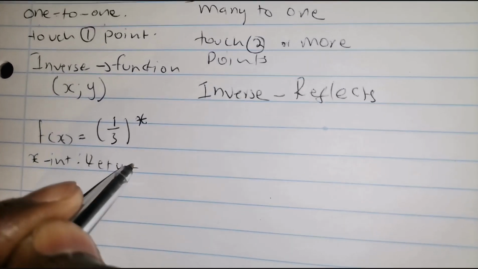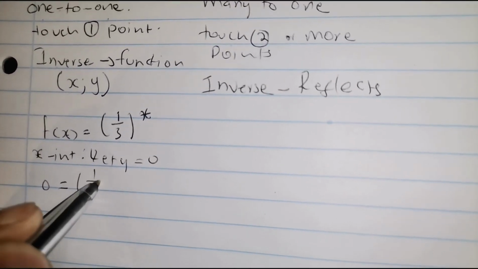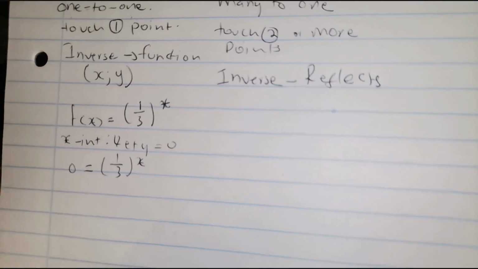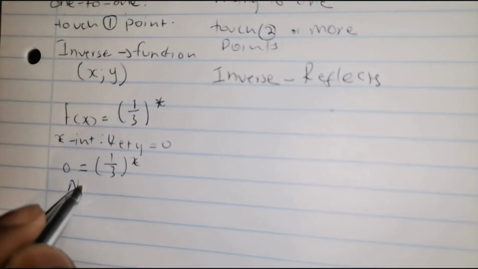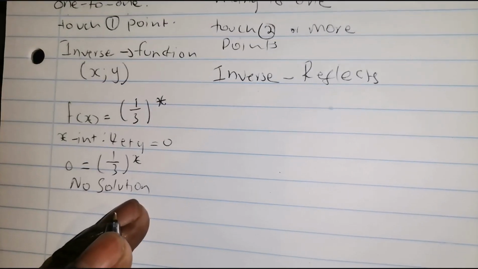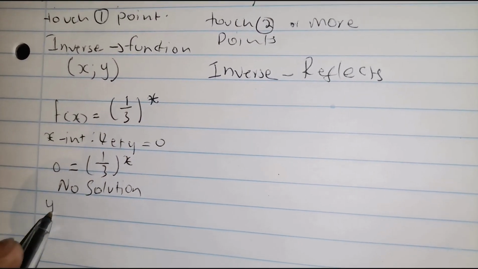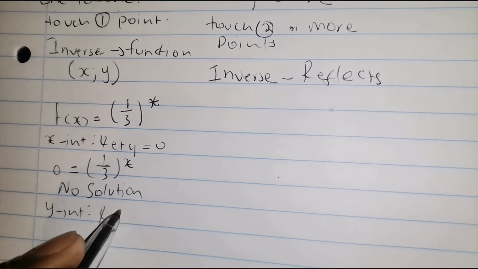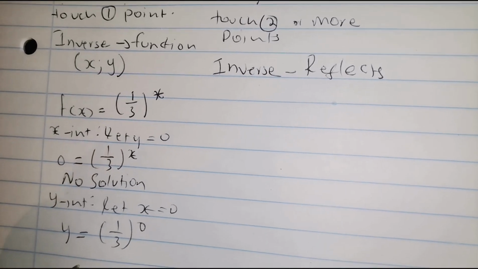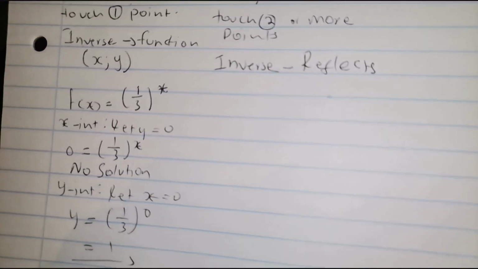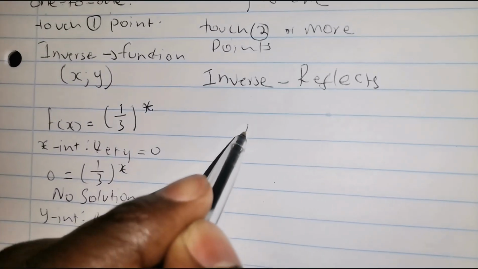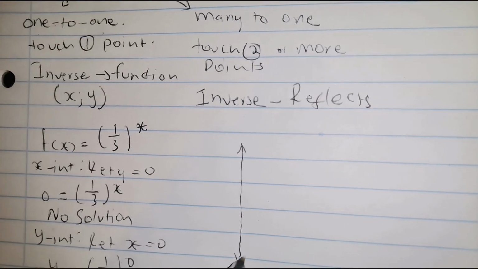let y be 0: 0 equals 1 over 3 to the power x. Then you want the base to be the same. So if there's 0 on this side, obviously no solution. In this case, no solution. Just know the basics of exponents. Then for the y-intercept, let x be 0: y equals 1 over 3 to the power 0. Obviously, any number to the power 0 is 1. Then you are done, guys. The coordinates of this point are 0 and 1. Then let's just draw the graph of this function.